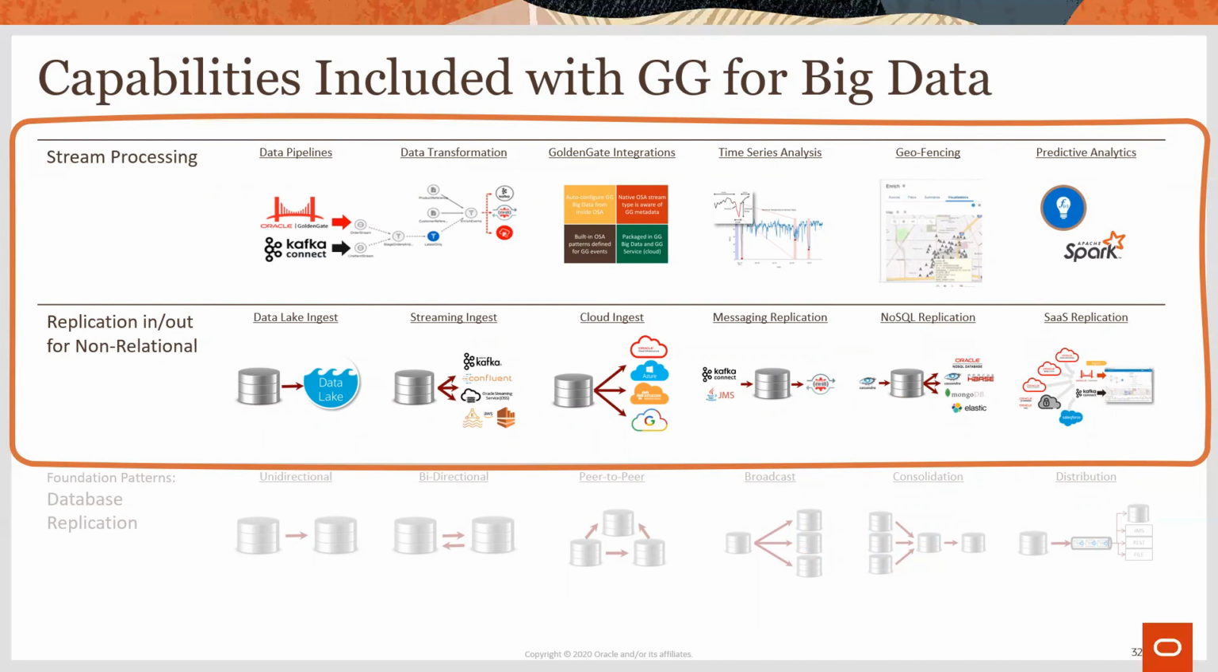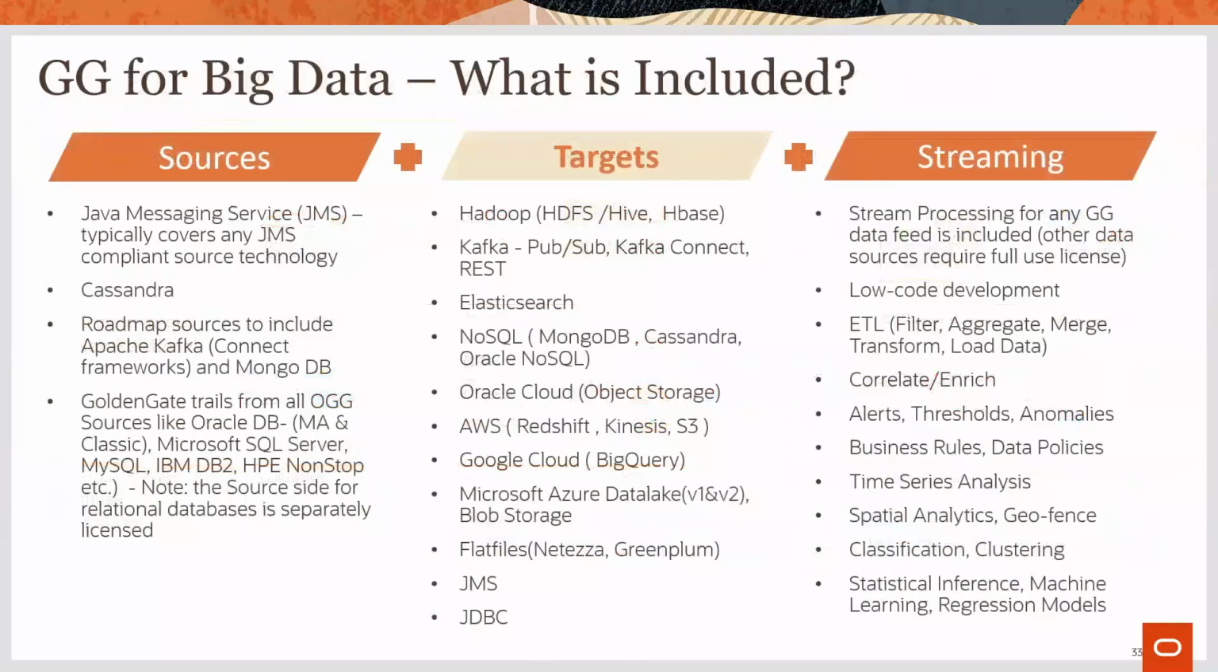So from a capability standpoint, these are all the different capabilities that you get with the product area called GoldenGate for big data. This is the list of all of the functionality that's included there. So from a source perspective, you get Java messaging service, you get Cassandra, and then there's a rich roadmap of additional sources coming, such as Apache Kafka and MongoDB, et cetera, for the big data sources.